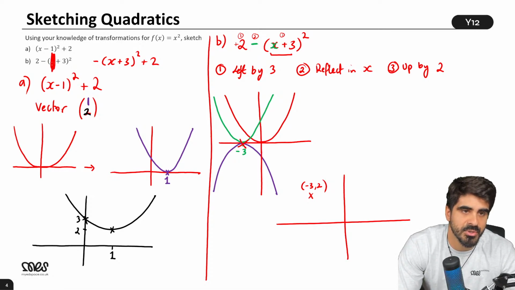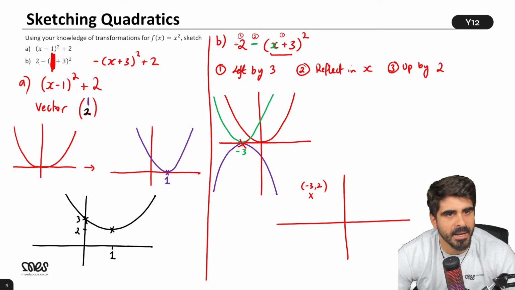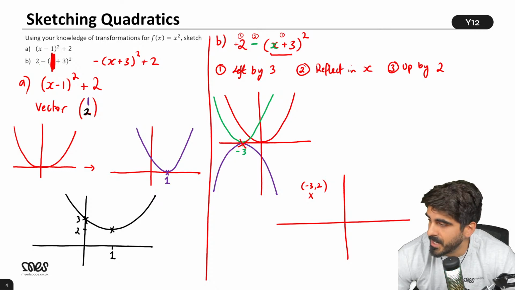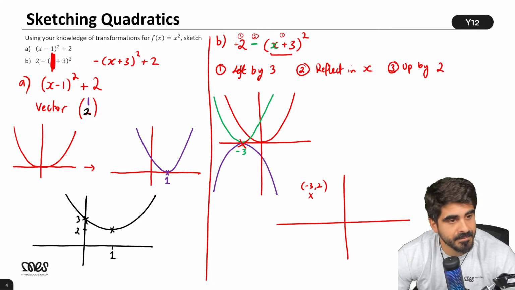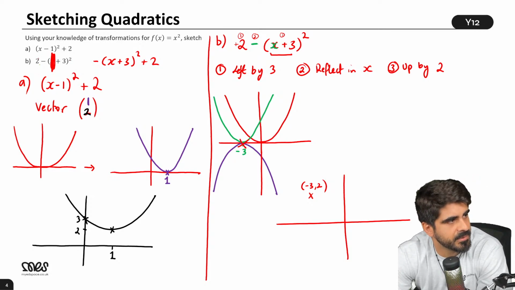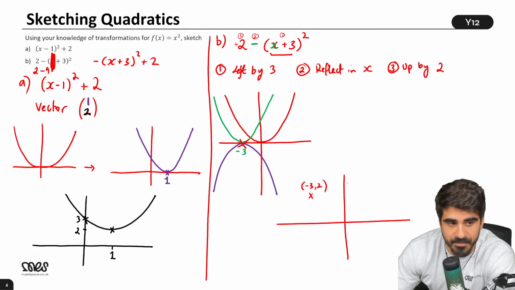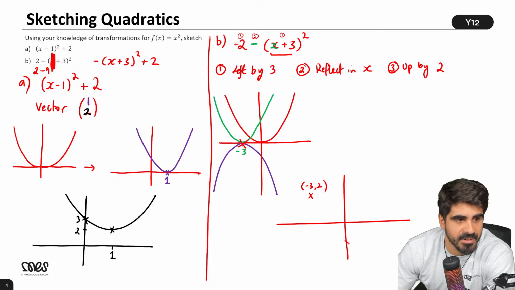When you make x equals 0, what is it? Not minus 1. It's not 2 minus 3. Be careful. It's minus 7. Do you guys agree? I'm going to assume you guys agree. So you get 2 minus 3 squared, which is 2 minus 9, which is minus 7. Yeah? So it crosses down here.